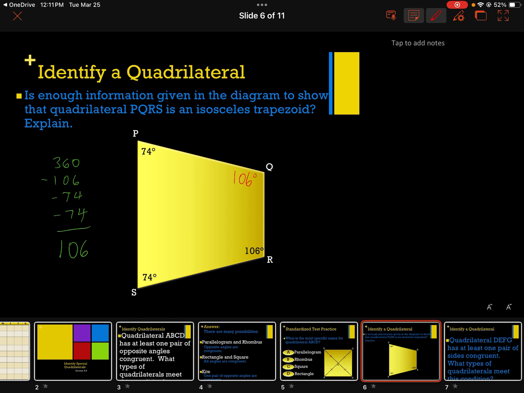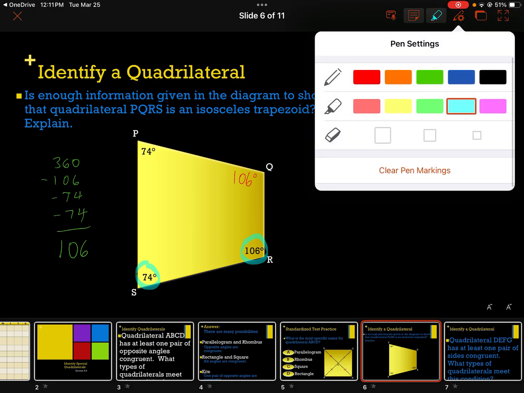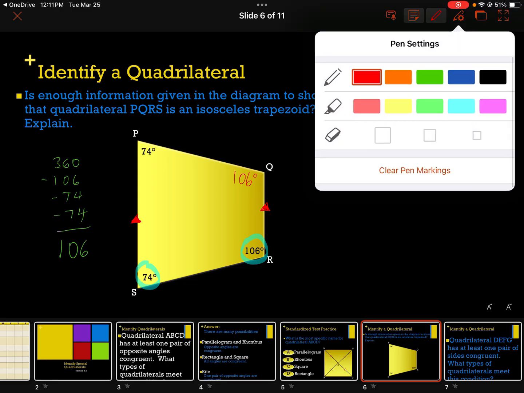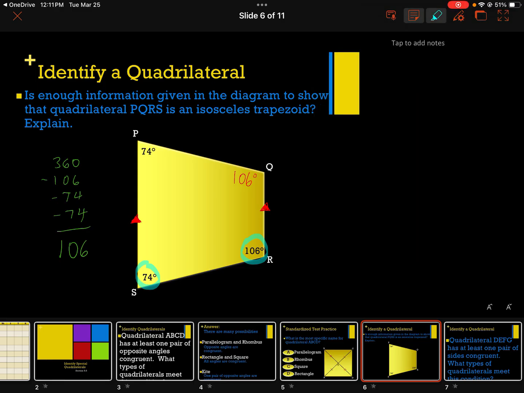Knowing that angle measure is important because now you can look at consecutive interior angles. If they add up to 180, then that forces these lines that make them to be parallel. Now, just because you have one pair of parallel sides doesn't mean it's a trapezoid. Maybe it's a parallelogram. Maybe the other sides are parallel as well. So let's take a look at those.